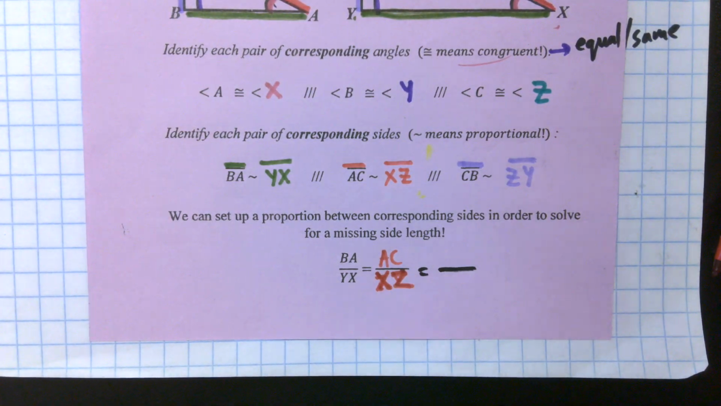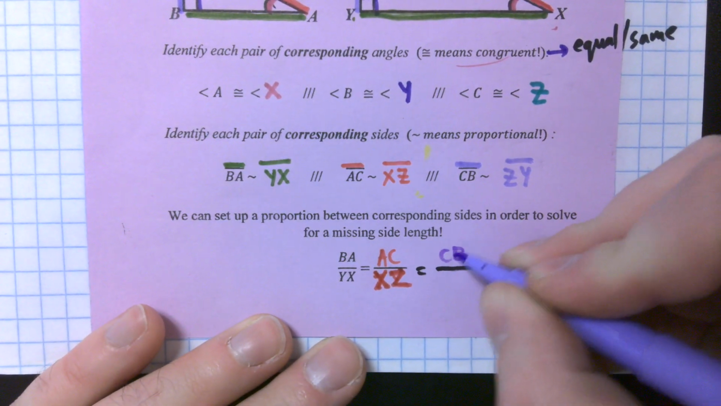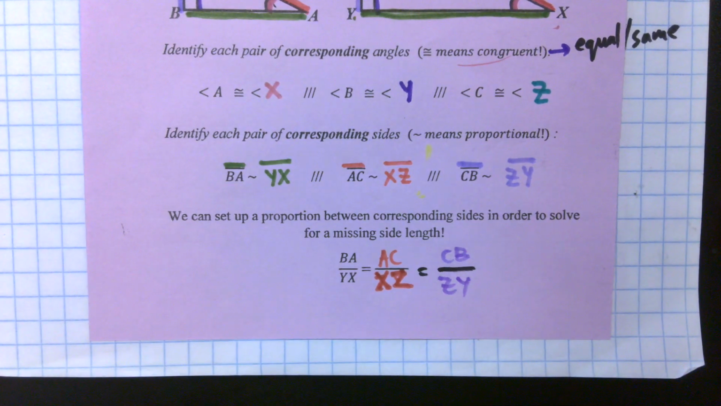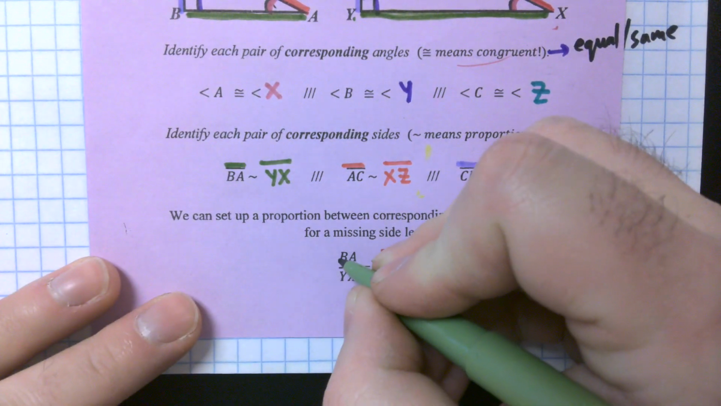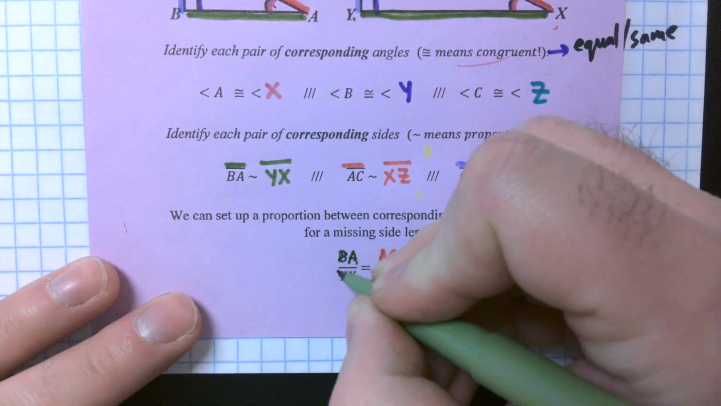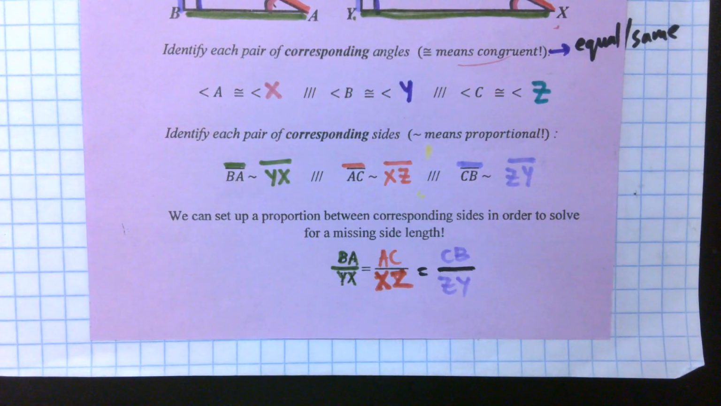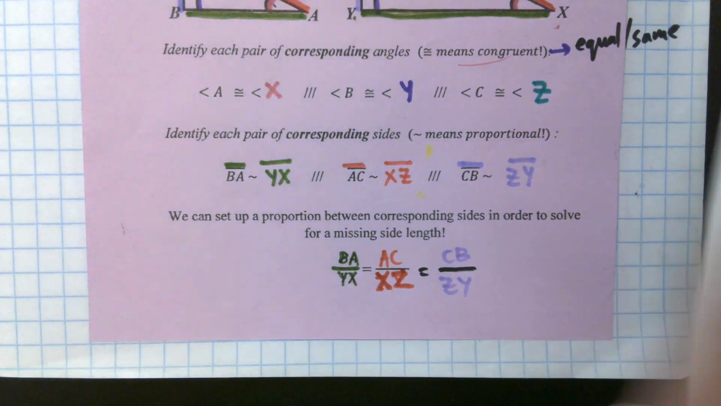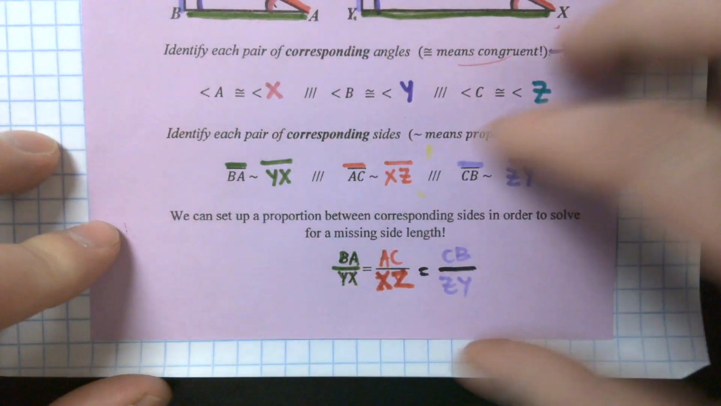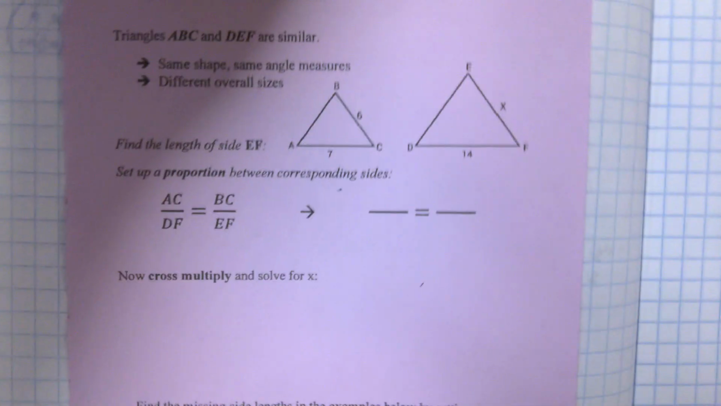We could say that proportion is also equal to CB over ZY. I know it probably sounds like I'm speaking a different language right now, because I kind of am. Don't worry. The actual work is much easier. This is just conceptual understanding of what we're talking about. All right? Go ahead and flip to the second page for me. This is the actual work.